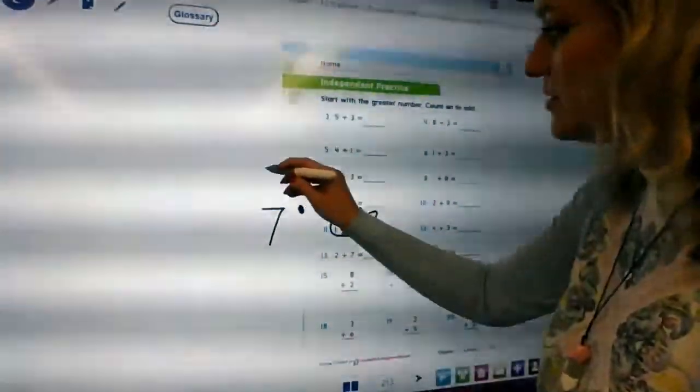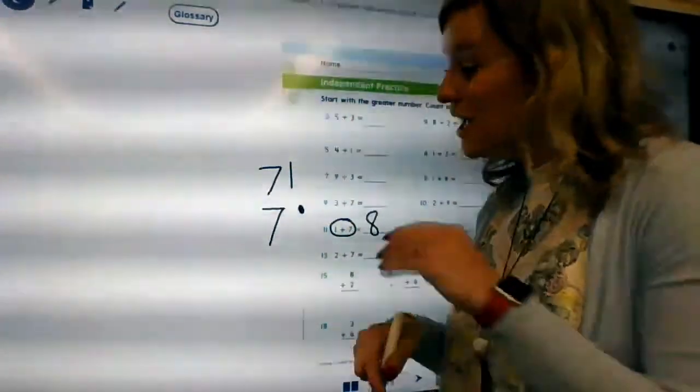This is your practice page. I want you to try it. Try counting. You can count with your fingers. If you have blocks, count on with your blocks. Maybe you want to draw dots. Maybe you want to do 7, 8, okay? But be careful there too, because that looks like 71.